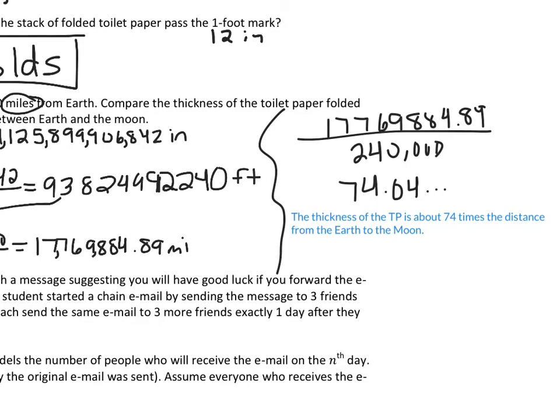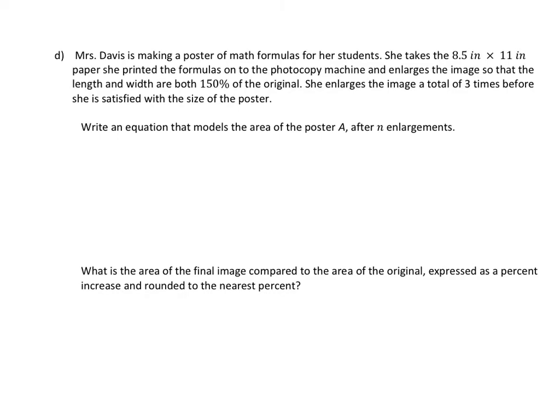Go ahead and try letter B on your own. Okay, we're going to do one more together. Let's look at letter D. Mrs. Davis is making a poster of math formulas for her students. She takes the 8.5 inches by 11 inches paper she printed the formulas on to the photocopy machine and enlarges the image so that the length and width are both 150% of the original. She enlarges the image a total of 3 times before she's satisfied with the size of the paper. Write an equation that models the area of the poster A after n enlargements.